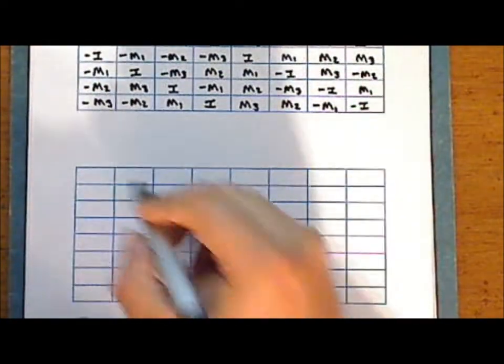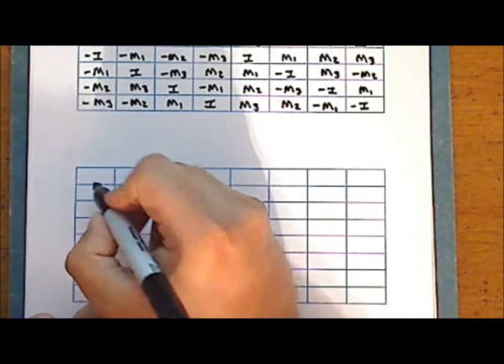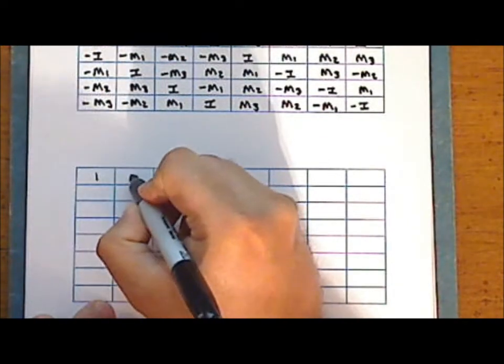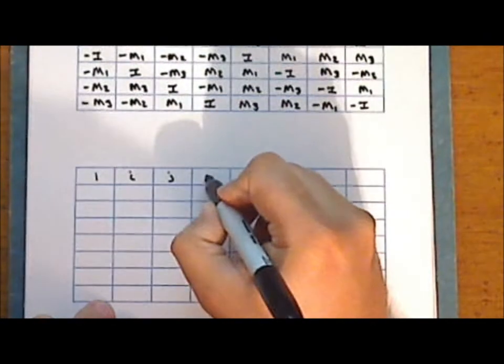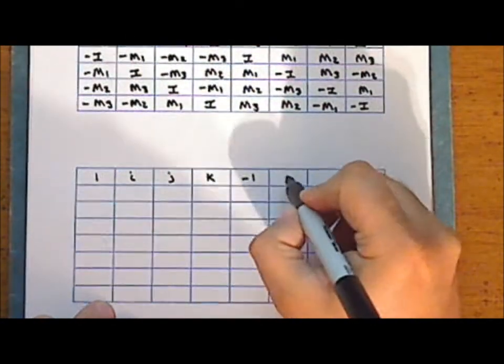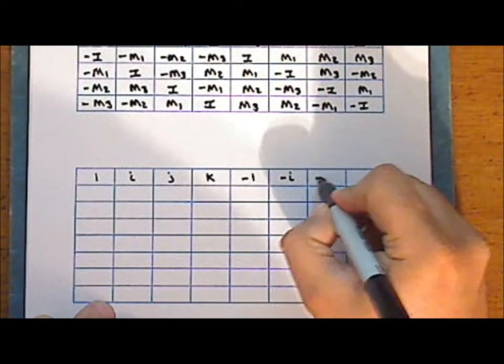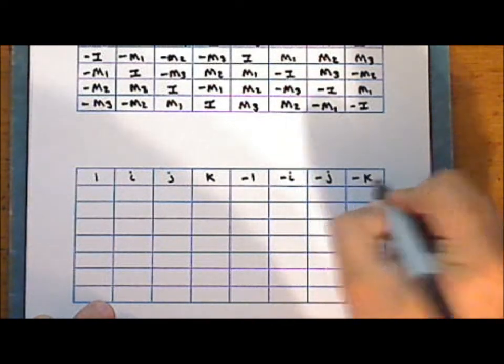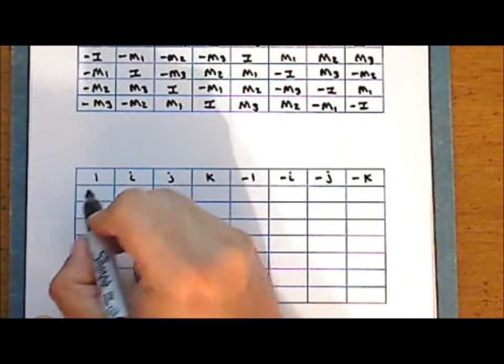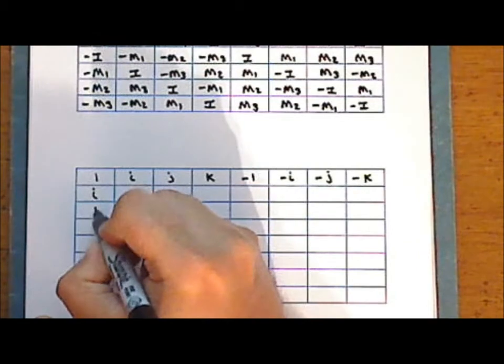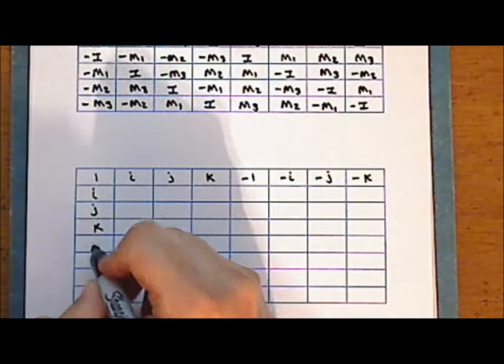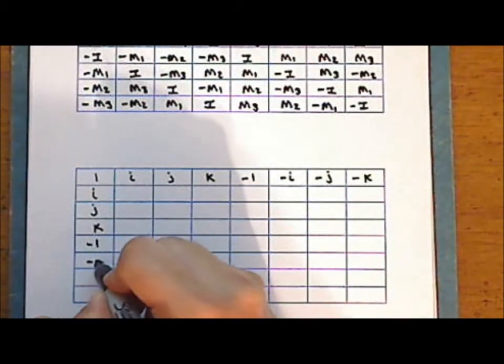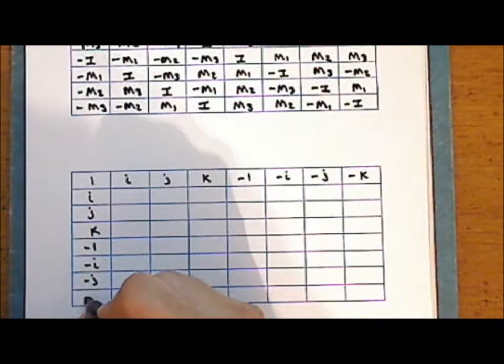Okay, so in the first row of the Cayley table for this set under multiplication, we have 1, i, j, k, negative 1, negative i, negative j, negative k. And also in the first column, 1, i, j, k, negative 1, negative i, negative j, negative k.